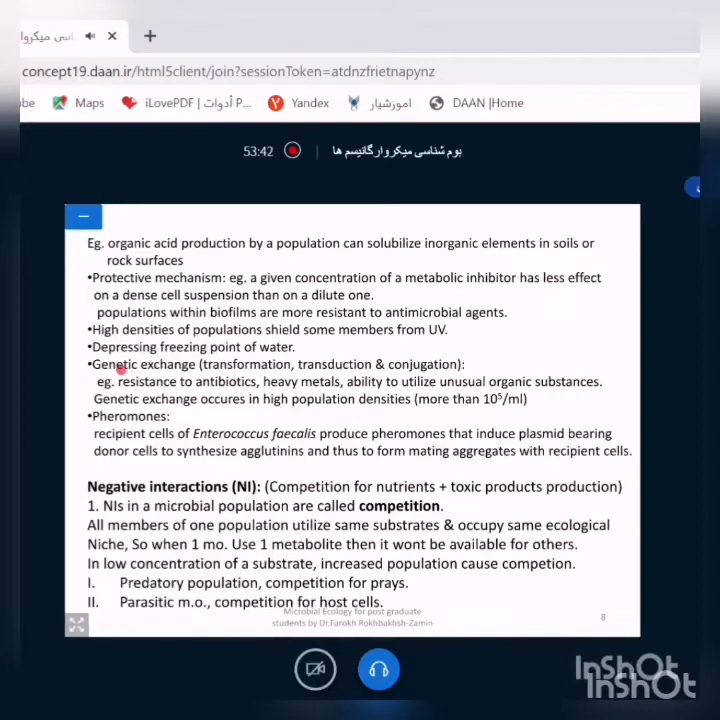When can it happen? When there is a high population density, more than 10 to the power of 5 bacteria per milliliter. So it is another example. During conjugation, for example, one bacterium has the antibiotic resistance plasmid; we call it F+. And one bacterium doesn't have this plasmid; what do we call it? We call it F-. So what happened? F minus is the recipient cell.